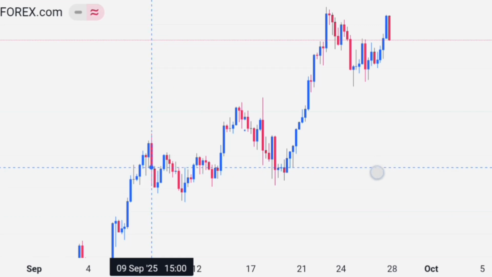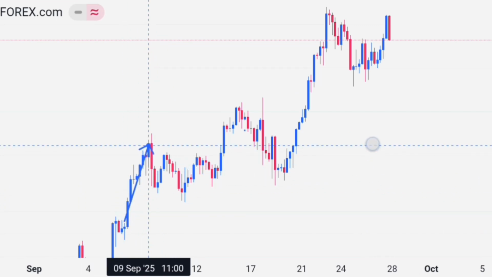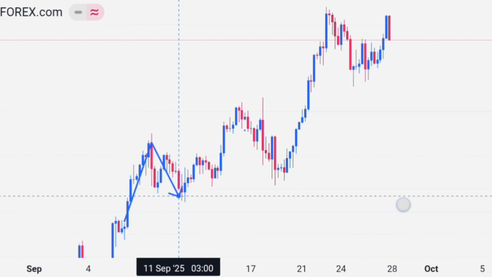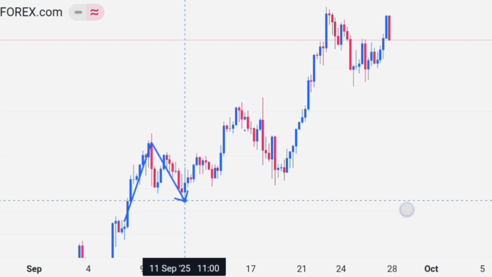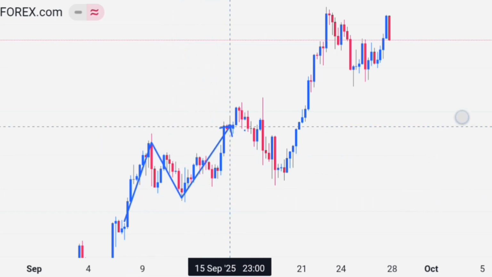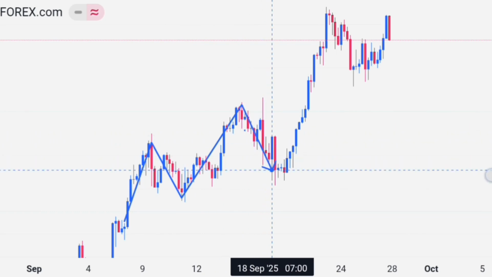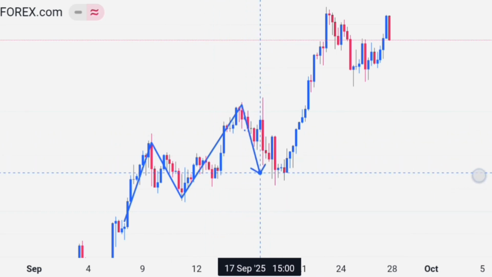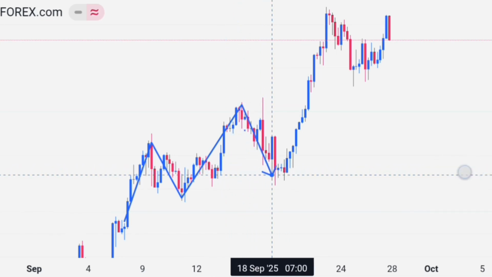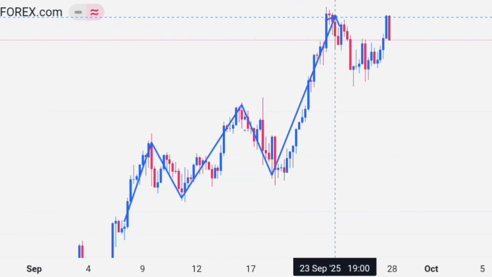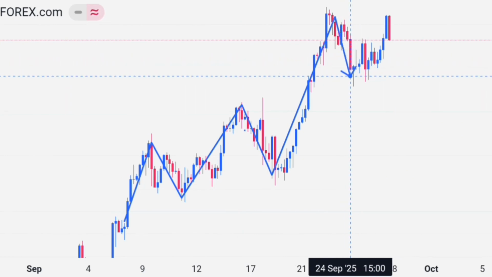As you can see, the market went up from here. It retraced. So in an uptrend, when the market retraces, just look for buying opportunities, no selling opportunities. As you can see, the market went up again. The market came down. This is around the discount zone. Then you look for buying opportunities here. The market goes up. When the market retraces again, you look for buying opportunities again.